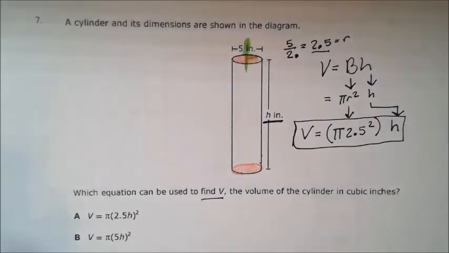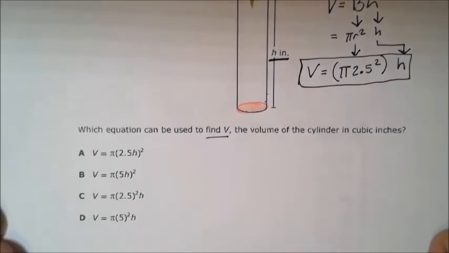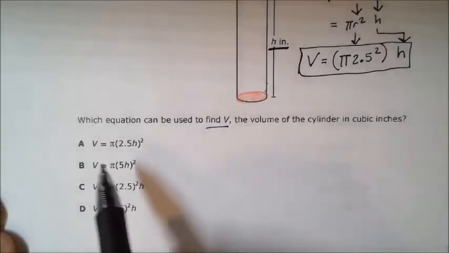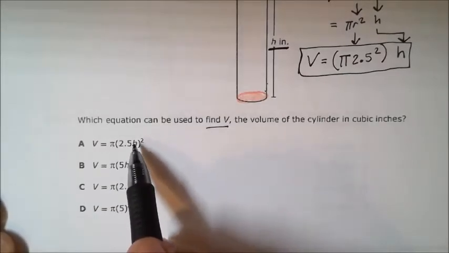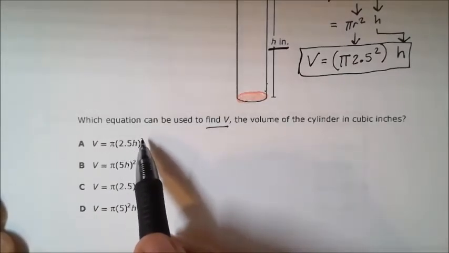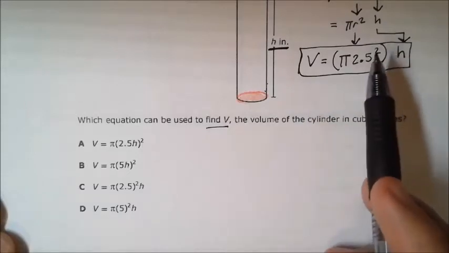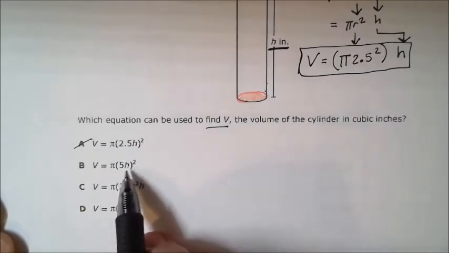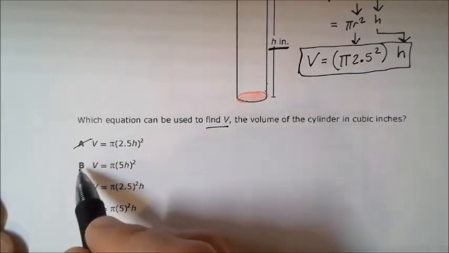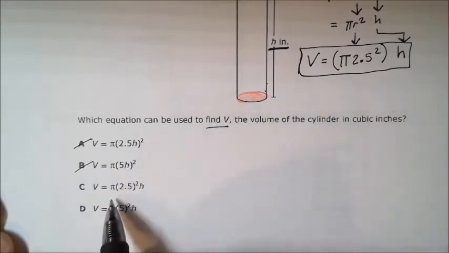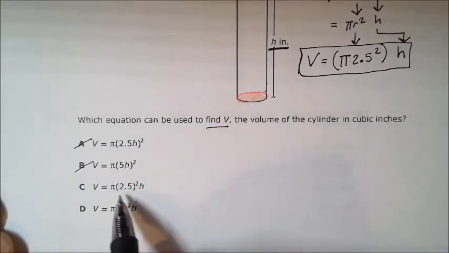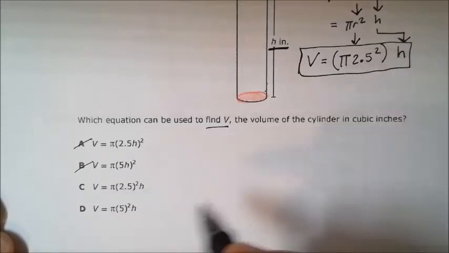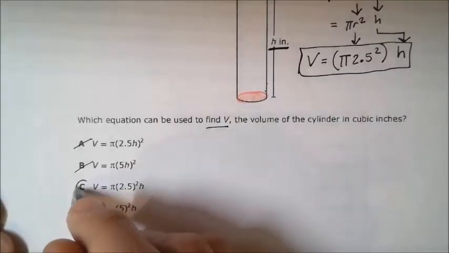So now what we've got to do is match it up to the equation that can be used to find V. So which one looks like what we have? If you look right here, A wouldn't work because look what they did. They got the h inside of the parentheses so that it's being squared. And remember that 2.5 is being squared, but the h is not. So it's not A. And then we have pi 5h squared. Once again, that h is being squared. We can't have that happen. This one says pi times 2.5 squared times h. And that's what we got here. Pi times 2.5 squared times h. So that is going to be the correct answer.